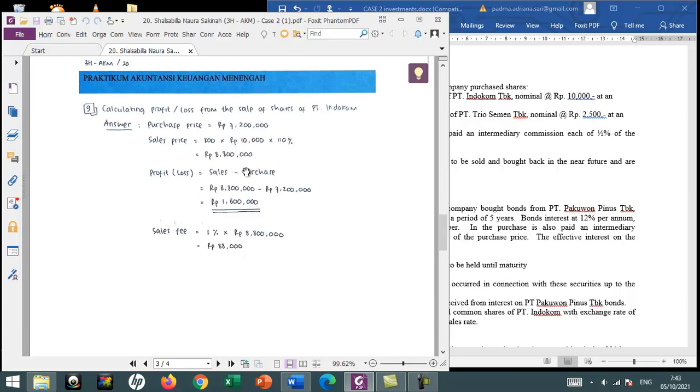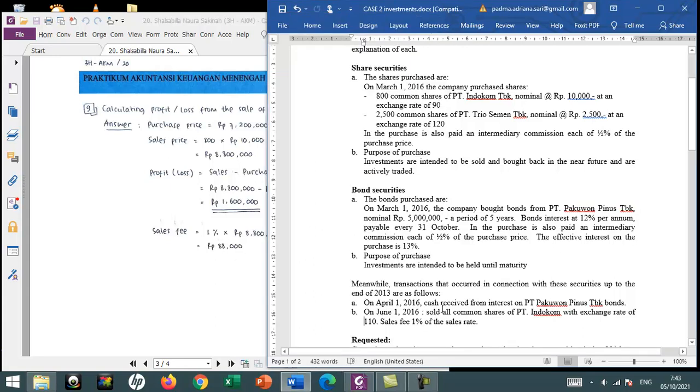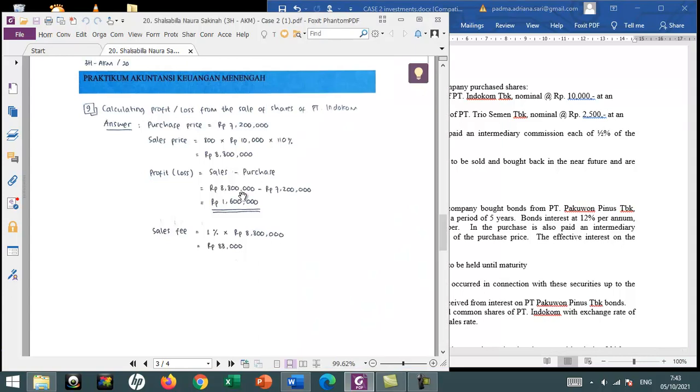So we can count the profit is 8,800,000 minus the purchase price 7,200,000. So we get profit 1,600,000. Okay, and the sales fee is 1% from the sales price, 88,000.